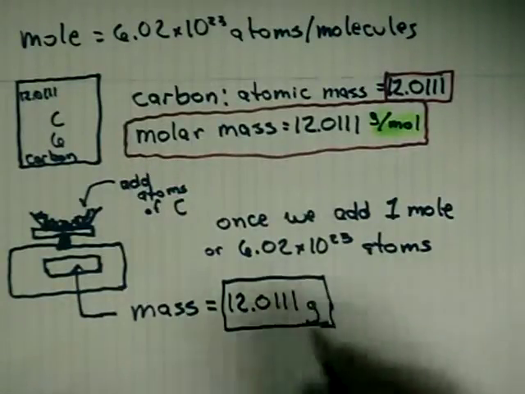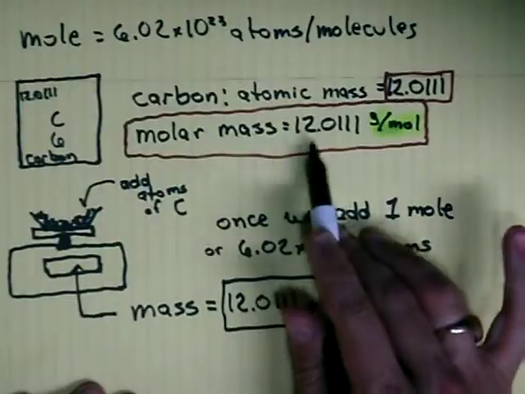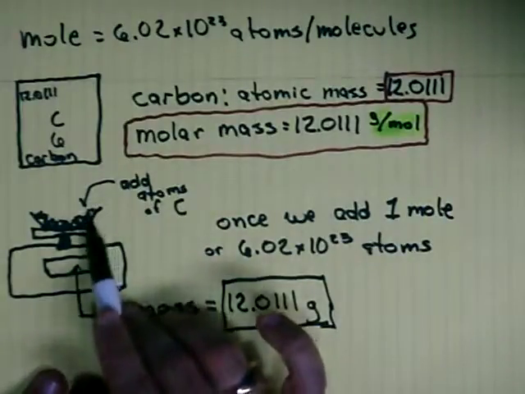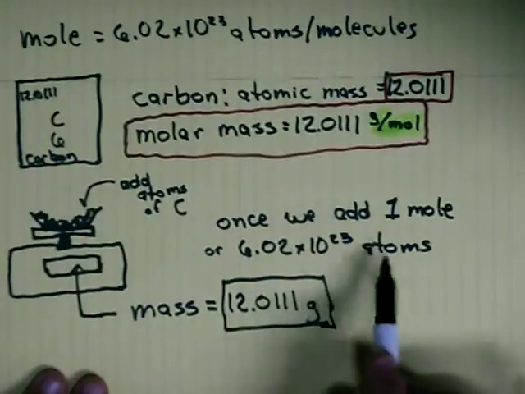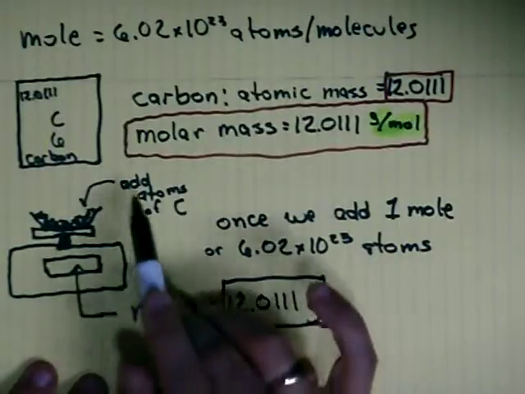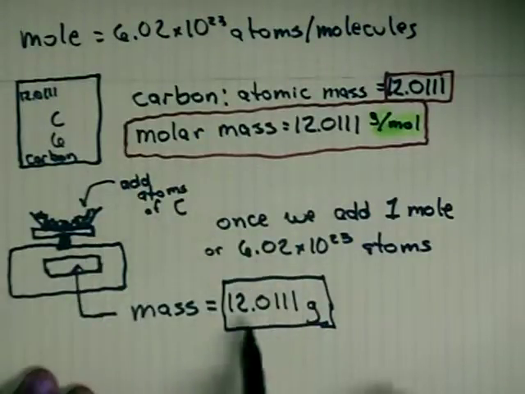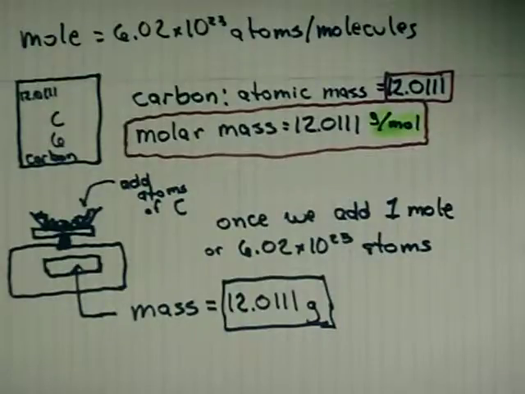And so when we talk molar mass of carbon, 12.011 grams per mole, what that means is that if we add 6.02 times 10 to the 23rd atoms, add 1 mole, and we put that on a balance, that's what its mass is going to be. 12.011 for carbon, or whatever that molar mass, that atomic mass, is in the top left corner.